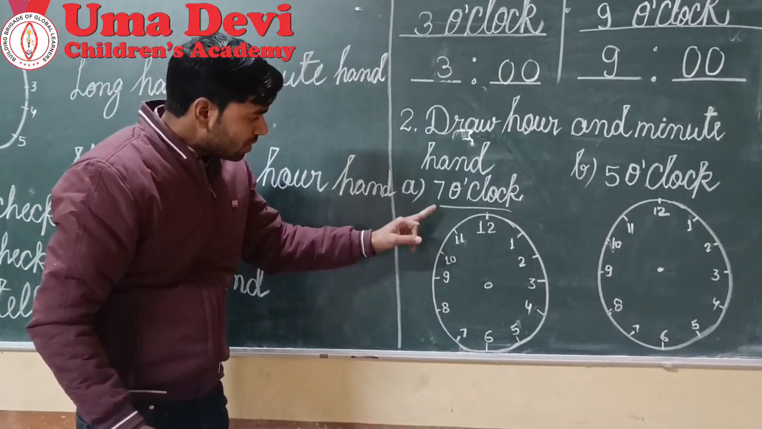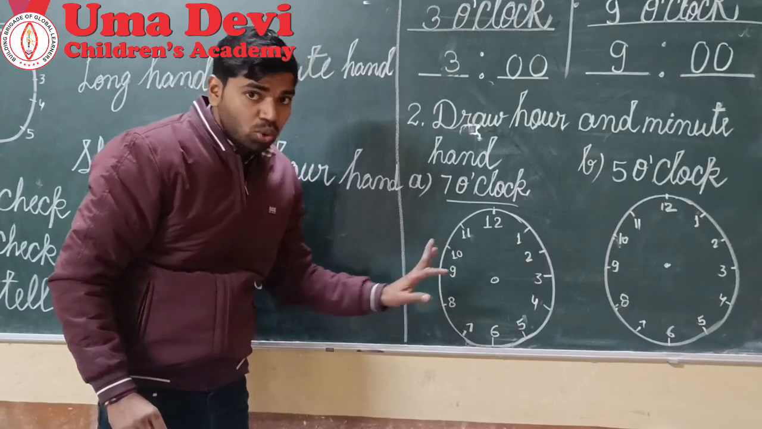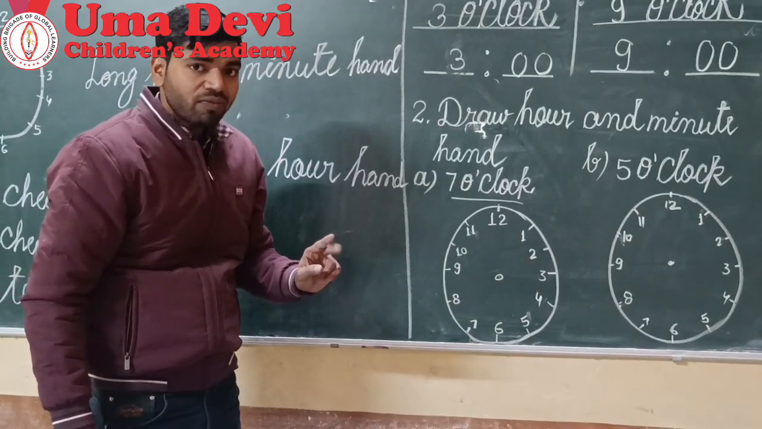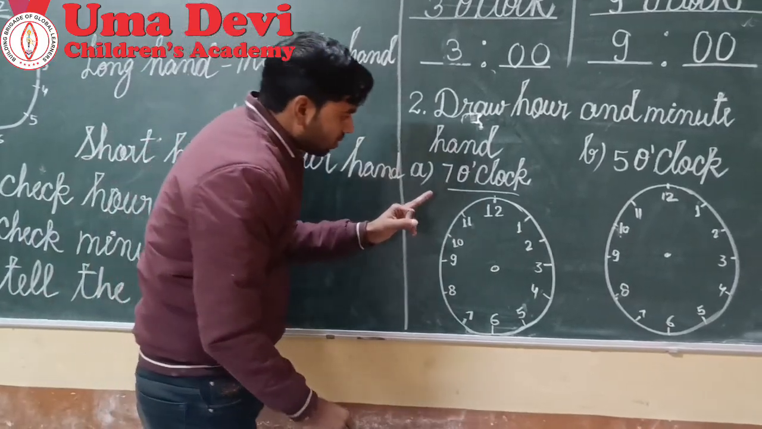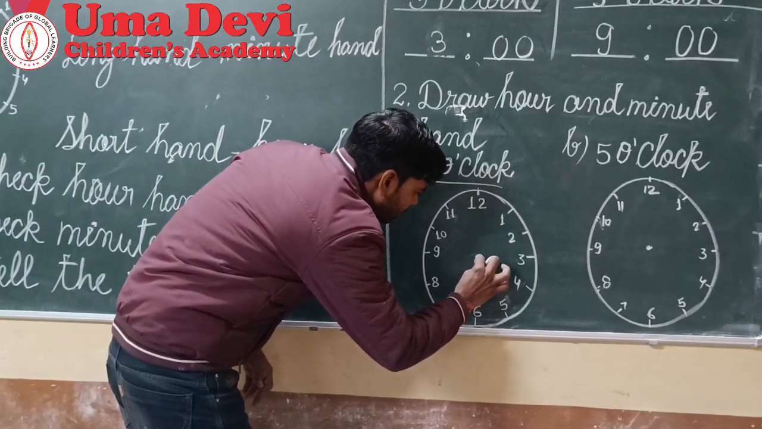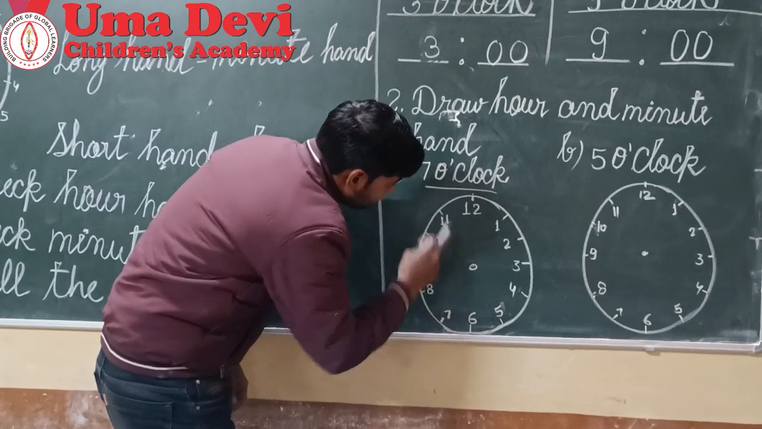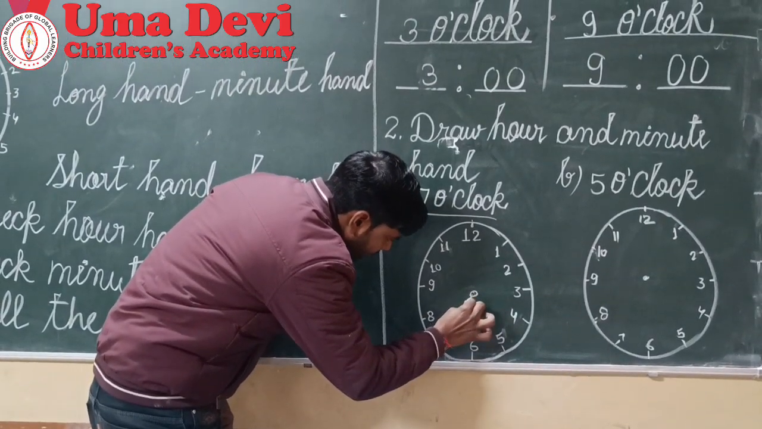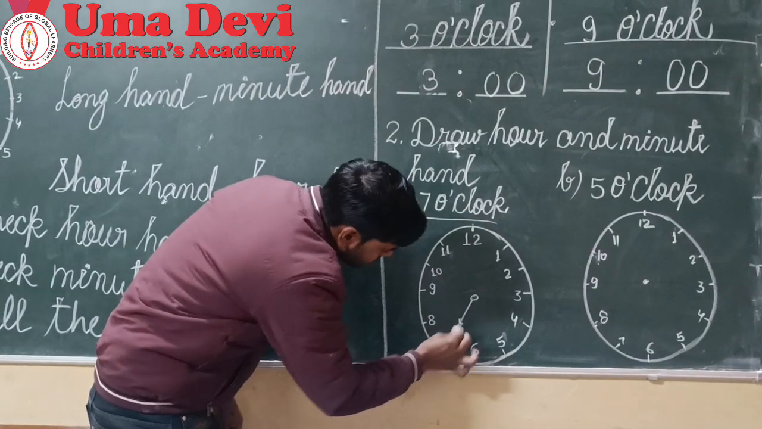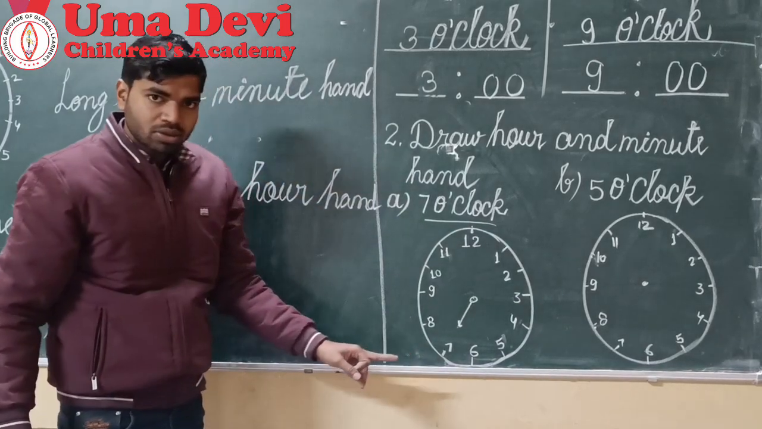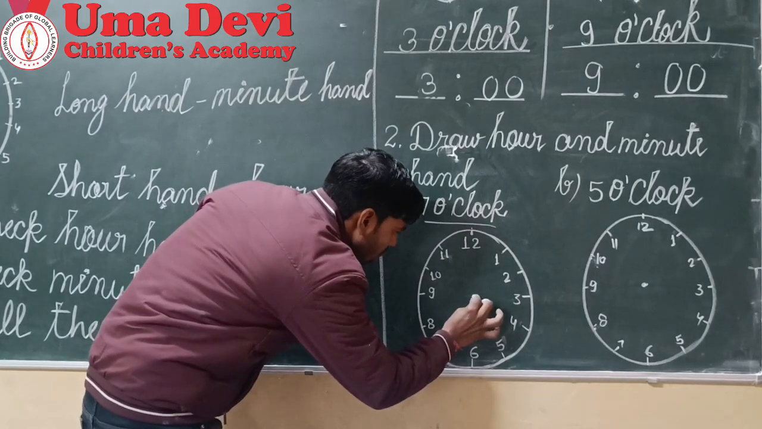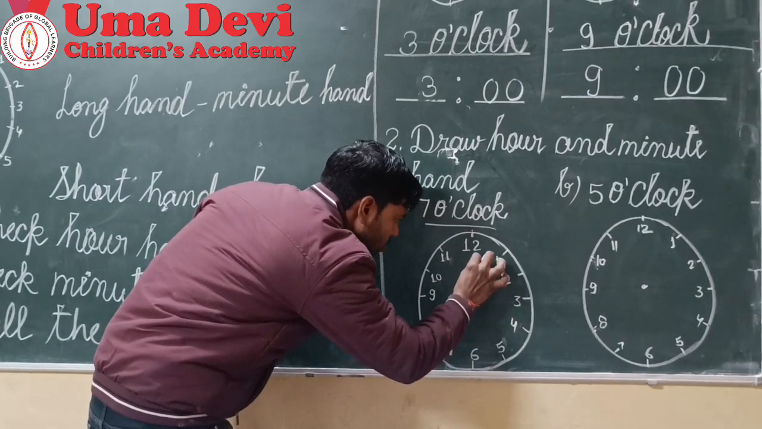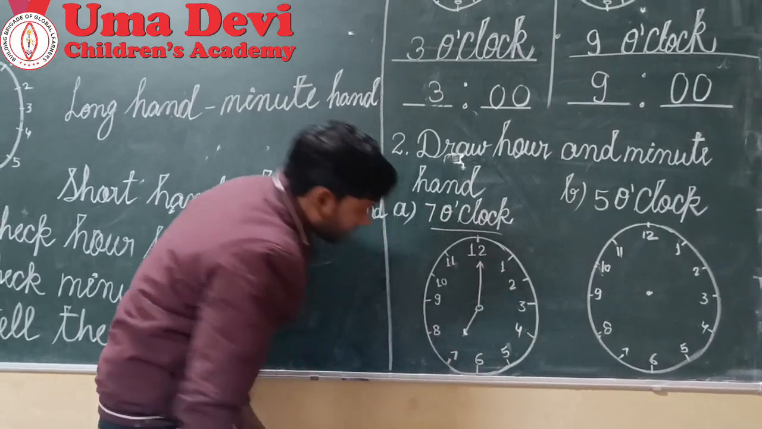So now we know how to read time. Now we will have to draw two hands. One is the hour hand, one is the minute hand. So now, to show 7 o'clock we will draw the short hand pointing to 7. Okay. Then we will draw the long hand pointing to 12.